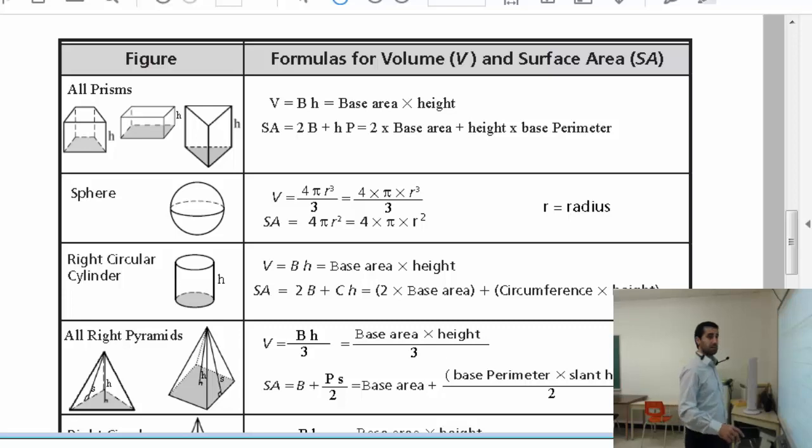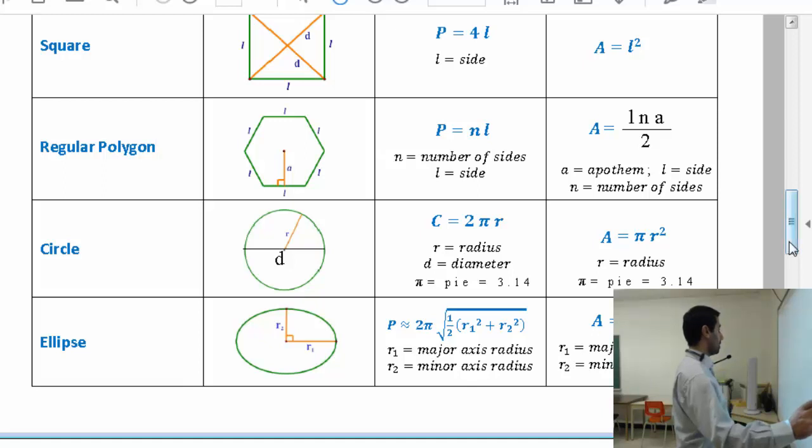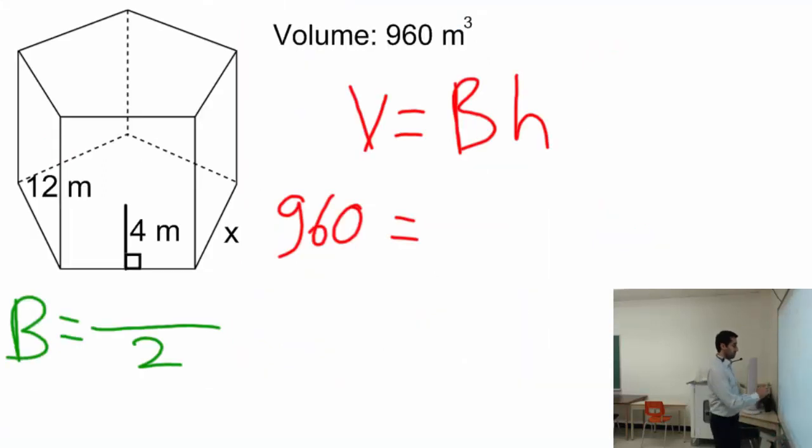The polygon formula right over here: N L A divided by 2. L stands for the side, and N is the number of sides, in this case 1, 2, 3, 4, 5, 6. A is the apothem from the midpoint. N, L, and A divided by 2. Let's go ahead and write that down. N L A.